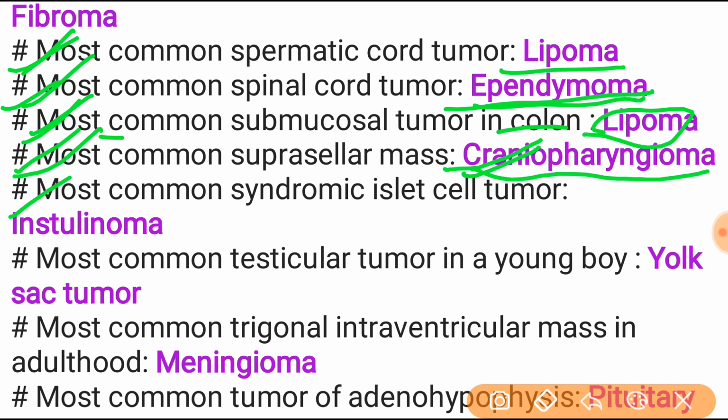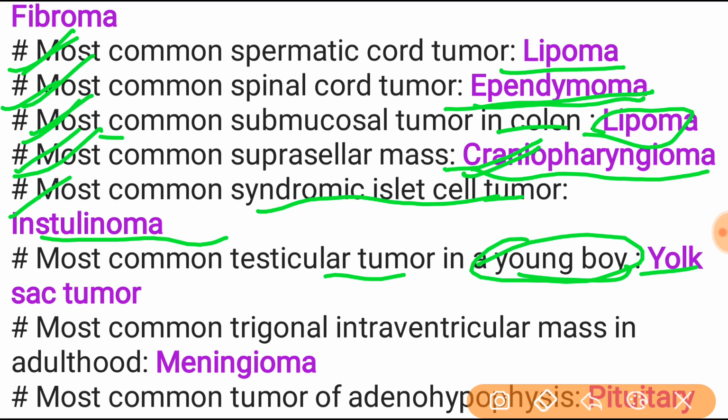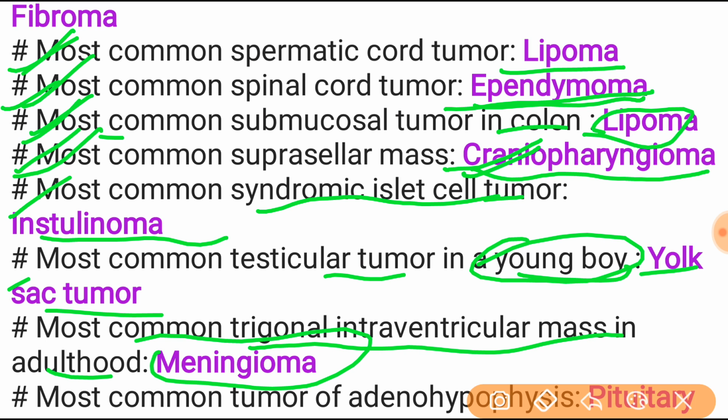The most common syndromic islet cell tumor is insulinoma, and the most common testicular tumor in the young boy, here the word used is young boy, is yolk sac tumor. And the most common trigonal intraventricular mass in adulthood is meningioma. Also an important question.